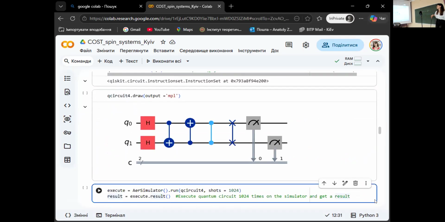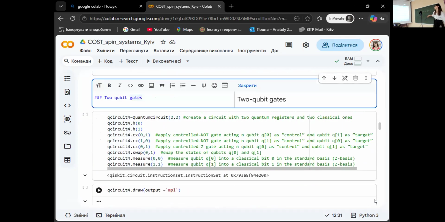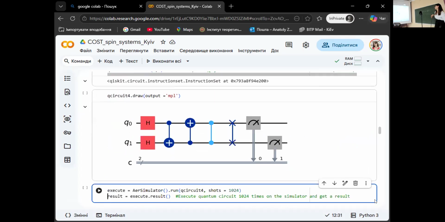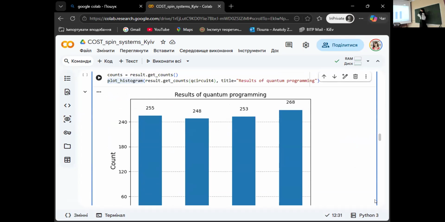Also, I can prepare different states with the help of 2-qubit gates. You already know the controlled NOT gate, the swap gate, and measure. Here I measure the state of qubit 0 on the classical bit 0, and the state of qubit 1 on the classical bit 1. And after this, I achieve the following result. So I have a visualization of all these gates. Of course, in the case of multi-qubit quantum programming it is more convenient to use this representation. And the results of quantum programming are the following.